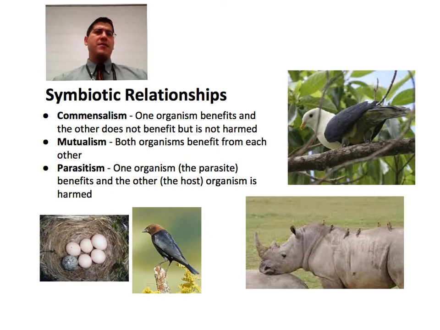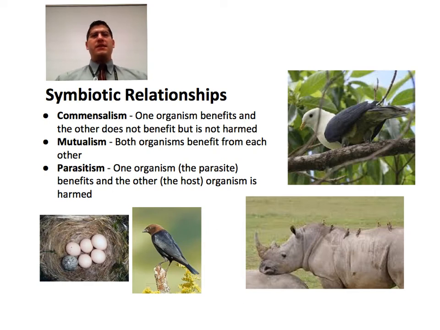In a commensalist relationship, one organism benefits from the relationship, and the other organism doesn't benefit, but isn't harmed either. A good example would just be a bird living in a tree. The bird benefits because it has a safe place to raise its young, to sleep at night, and the tree isn't harmed. It remains wholly unaffected by the bird's presence.